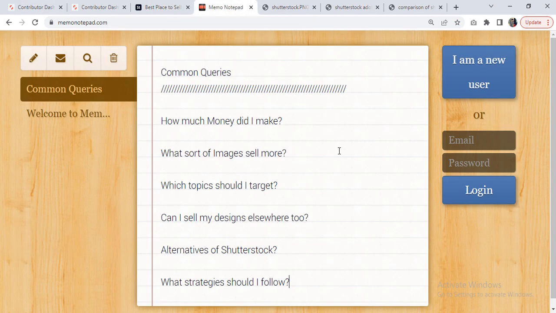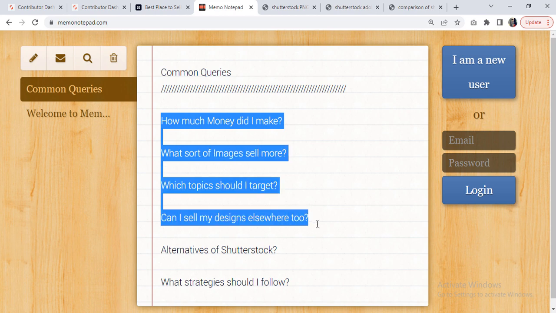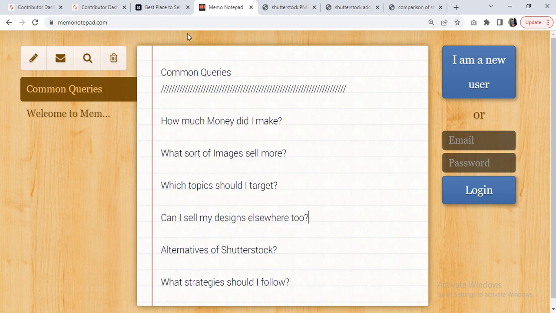Now, before we end, these are the most common queries that I often get in my comment section. How much money did I make? What sort of images sell more? Which topics should I target? Can I sell my designs elsewhere too? What are the alternatives to Shutterstock? What strategies should I follow? And there are others as well. But these are the queries that I've already answered, and you're asking these because you are watching this video or maybe some other one for the first time.